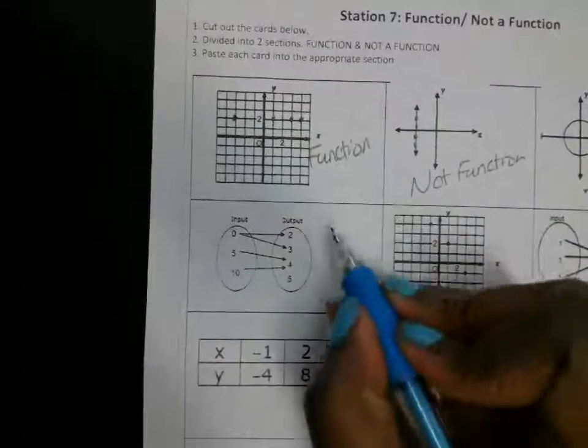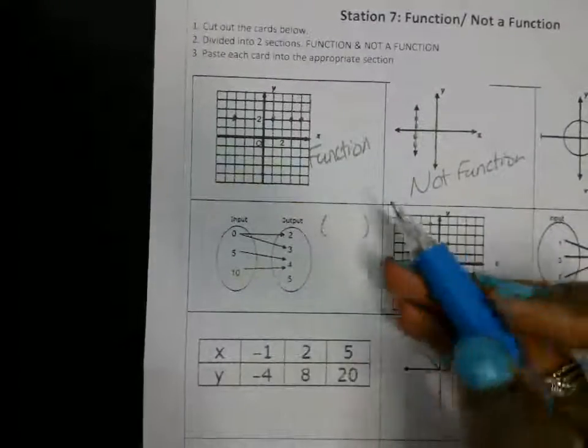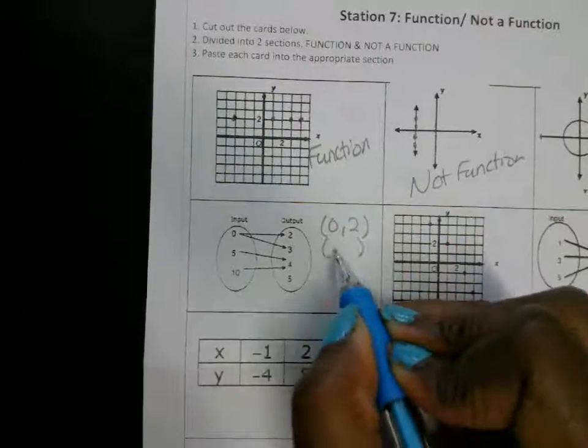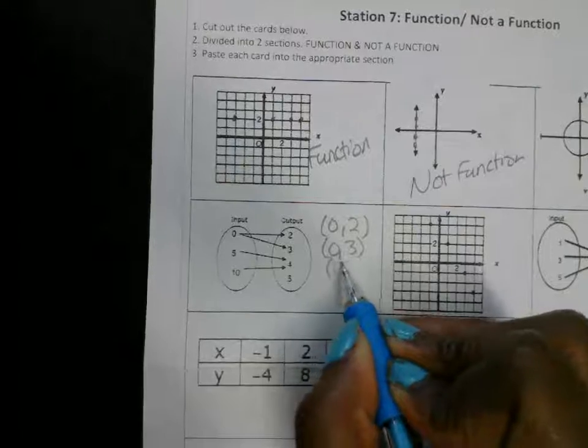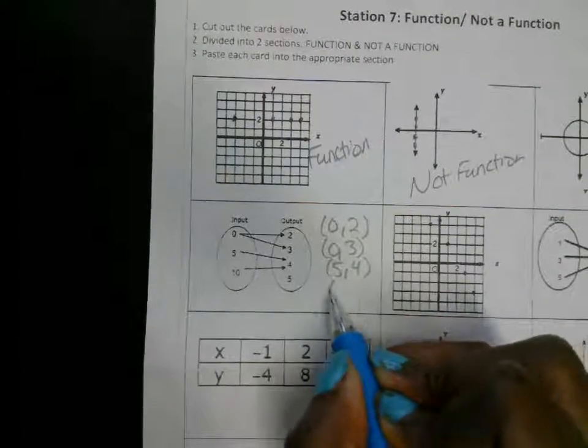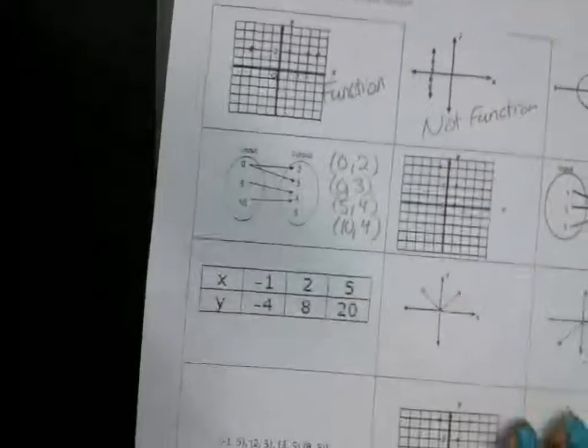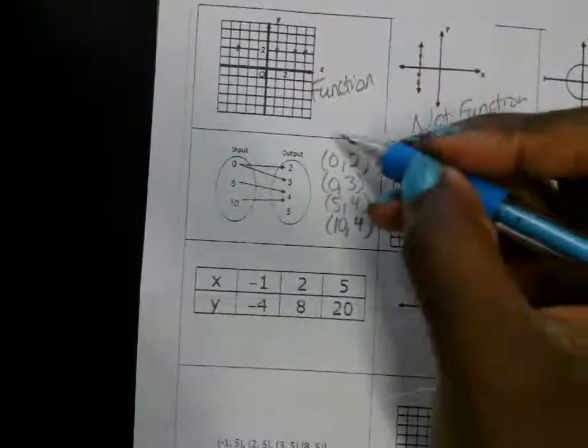All right, let's list the ordered pairs here. What's the first ordered pair? 0, 2. Second? 0, 3. Third? 5, 5 and 4. And last? 10 and 4. All right, is this a function, yes or no? No, why?